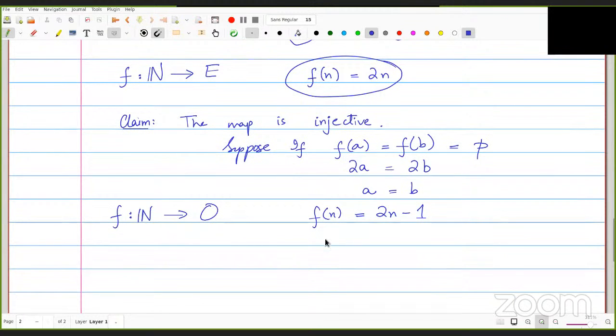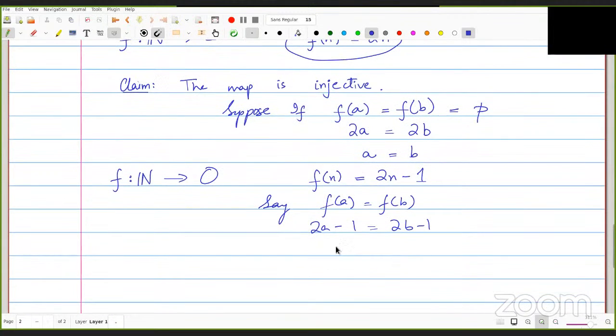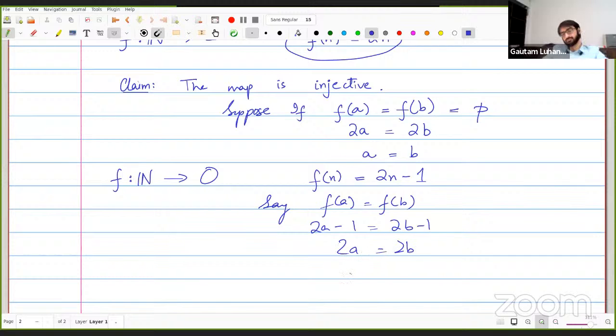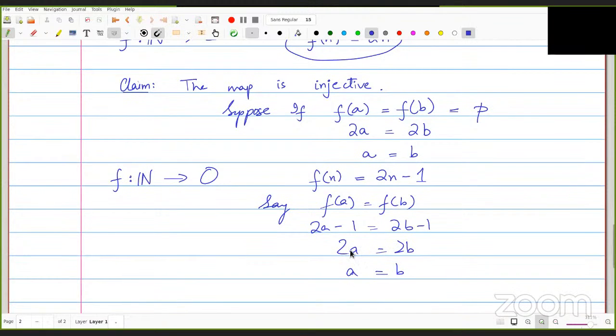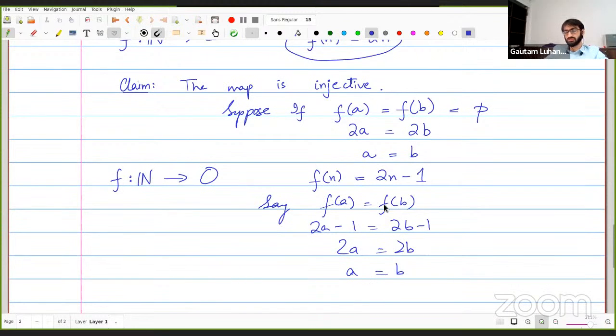Say f of A equals f of B, which is the same thing as saying 2A minus 1 equals 2B minus 1. You add 1 to both sides and then divide by 2. So again, it's very easy to see that this is an injective map, right? If 2 elements had the same image, they were actually not different elements. This last line is telling you that they can't be different elements. They're actually the same element.